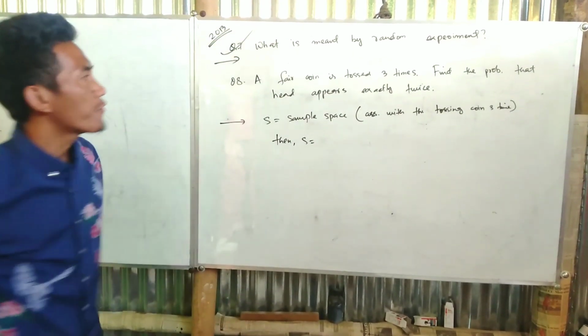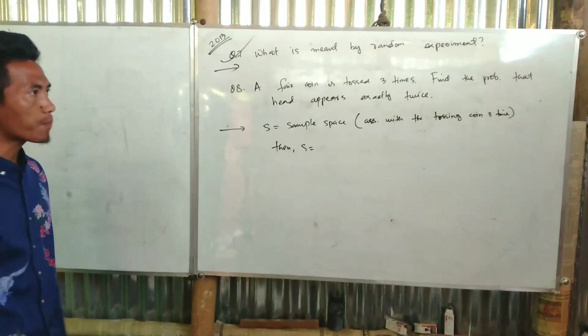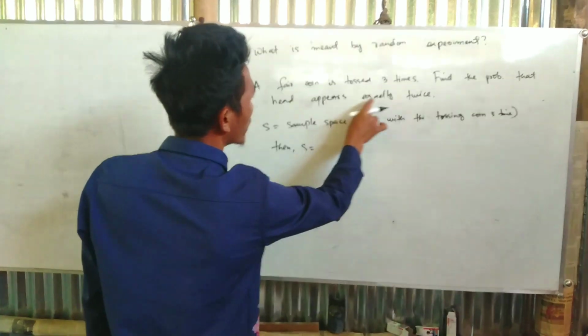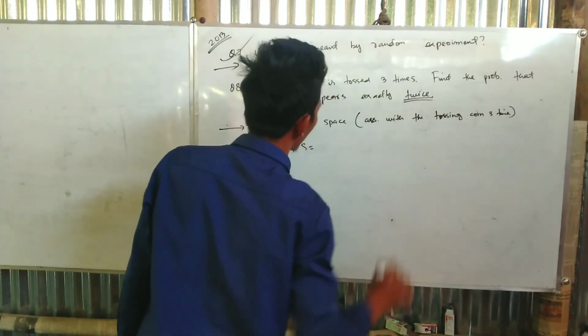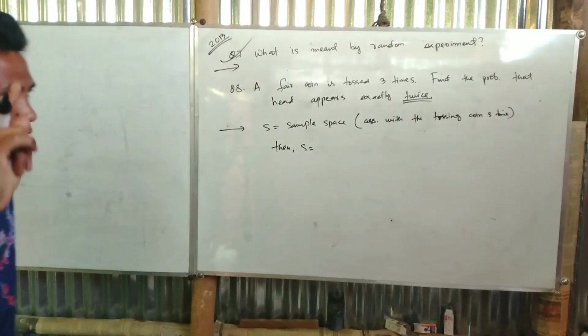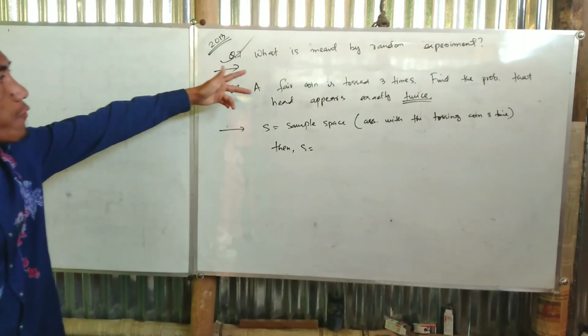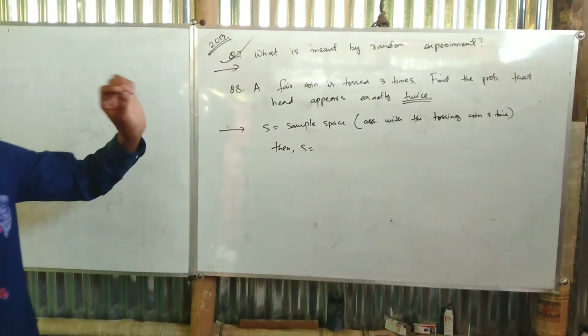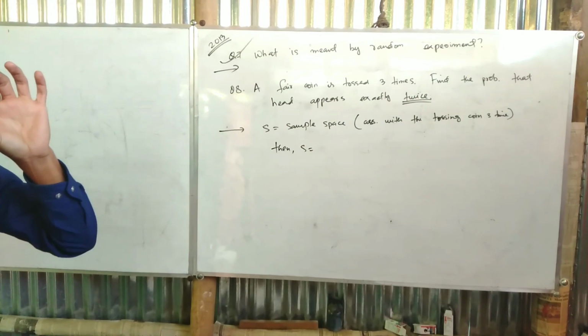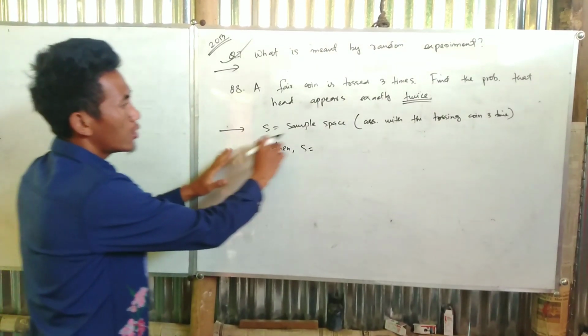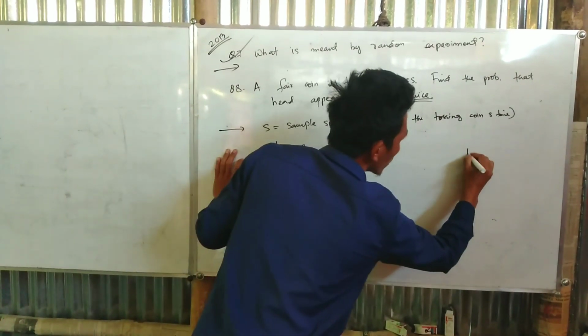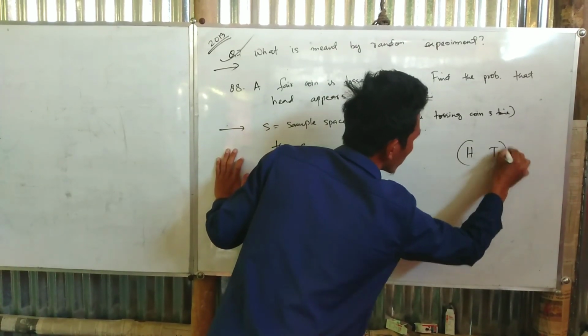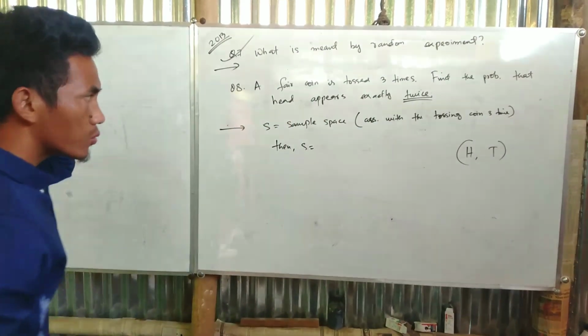Say a fair coin is tossed 3 times. Find the probability that head appears exactly twice. A fair coin is tossed 3 times. What is a coin? Okay, a coin has head and tail. Okay, let us do it.